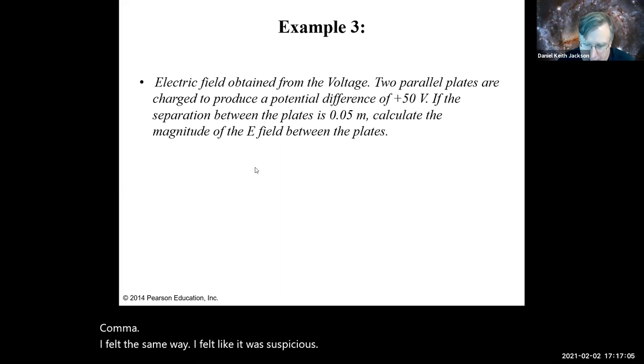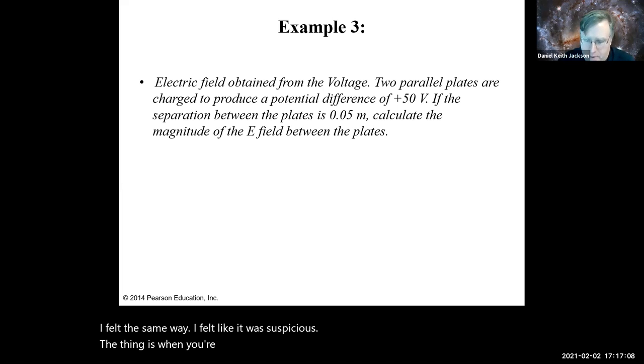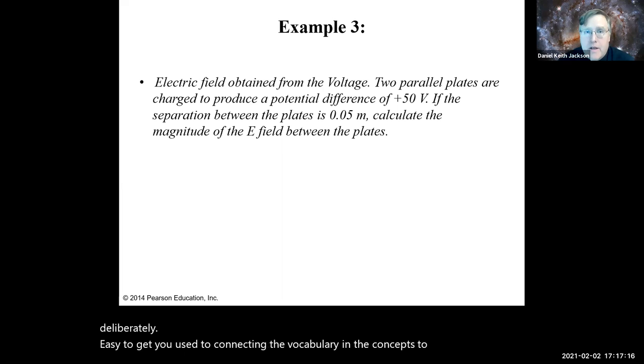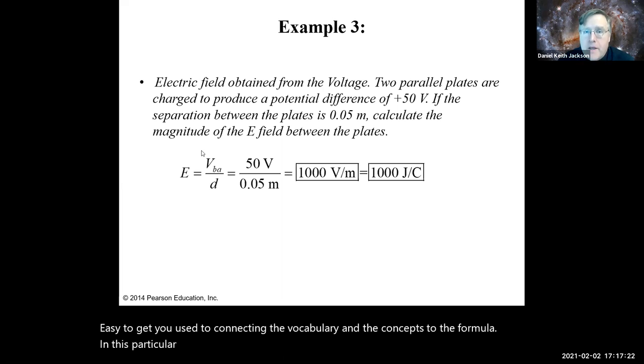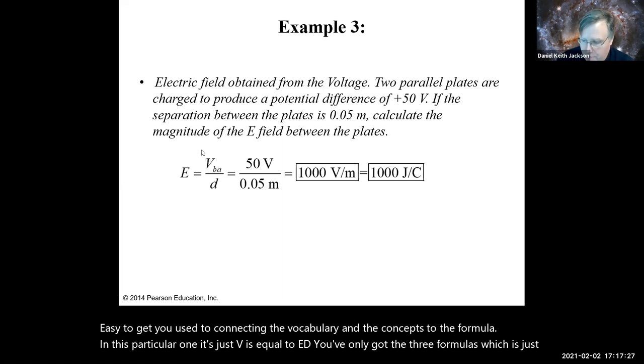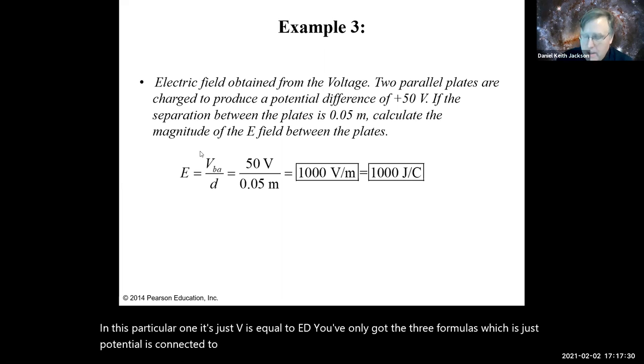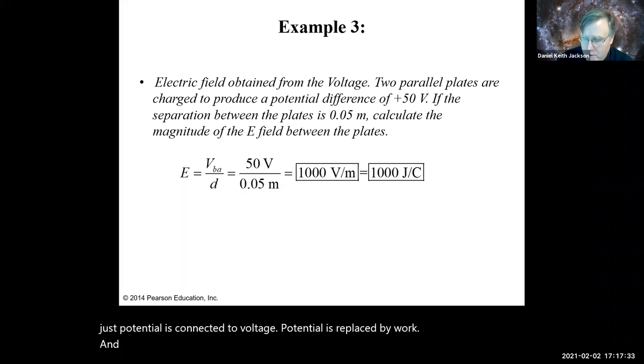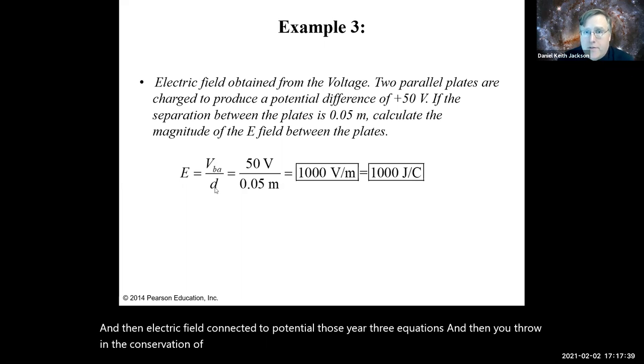Well, when you're learning something for the first time, the first few questions are deliberately easy to get you used to connecting the vocabulary and the concepts to the formula. So in this particular one, it's just V equals ED. You've only got three formulas: potential is connected to voltage, potential is replaced by work, and electric field is connected to potential. Those are your three equations, and then you throw in the conservation of energy. So 50 volts divided by a distance of half a meter is 100 volts per meter. That's all there is to it.